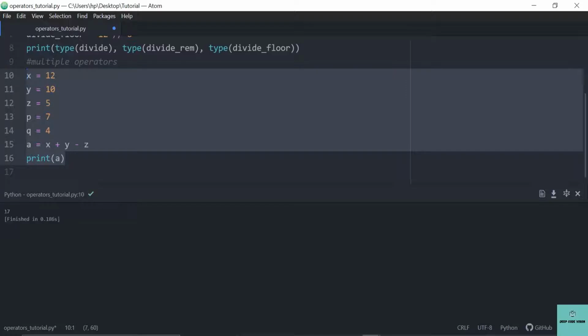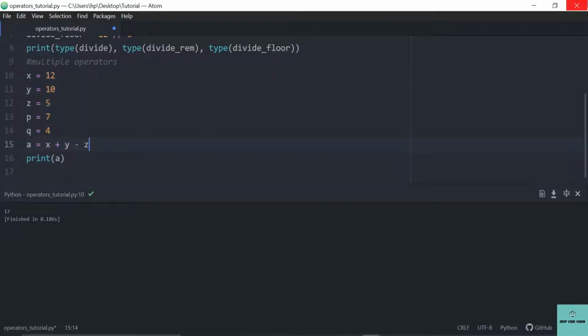So let us run the code. Now let's see why it is 17. So x is 12, y is 10, and z is 5, right? If you see here, 12 plus 10 is 22, and minus 5 is 17. Now it appears to be quite straightforward. It's doing the addition first and then the subtraction next.